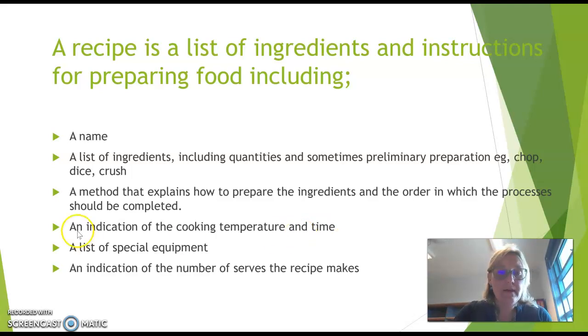Then sometimes there's a list of special equipment, especially if you're doing cakes or desserts. You may need a special size cake pan because they know that quantity fits a 20 centimeter ring cake tin, or you might need a potato ricer, or a steamer or something like that. And also there's an indication of the number of serves that a recipe makes.